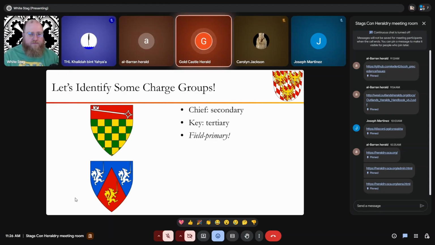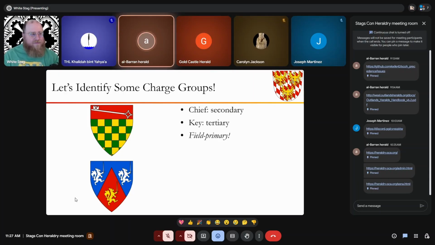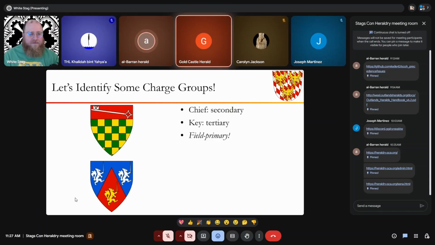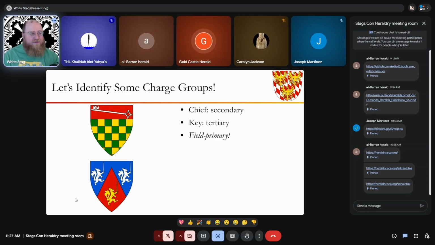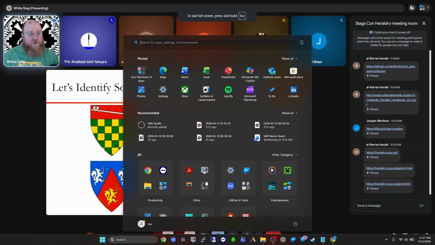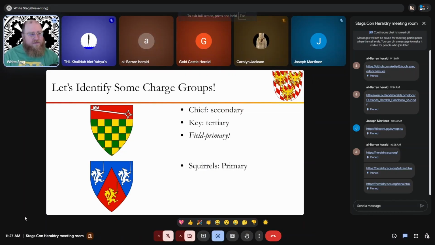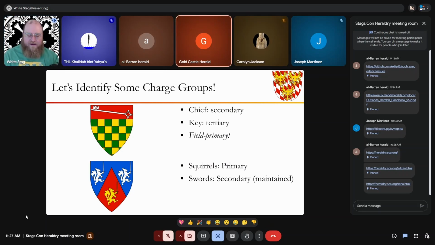So I would call those the mouses primary and the swords are held. Okay, are they maintained or sustained? There we go. Those were the words that were not coming to my brain. They are maintained charges. Correct. And as maintained charges, they are primary, secondary maintained. Correct. They are maintained secondaries.